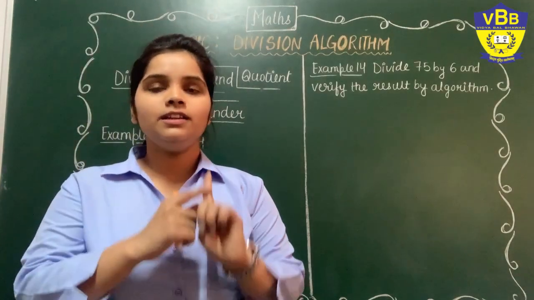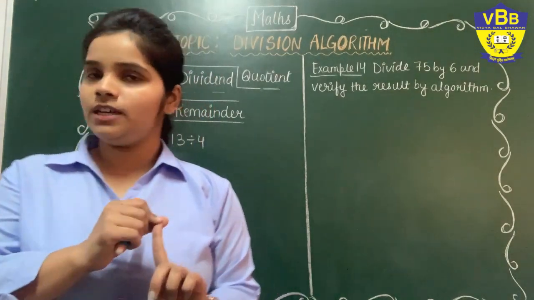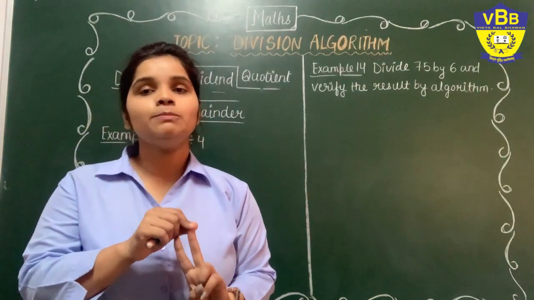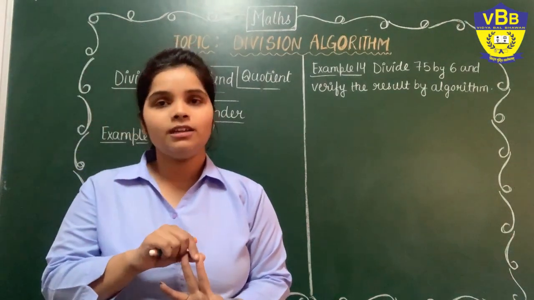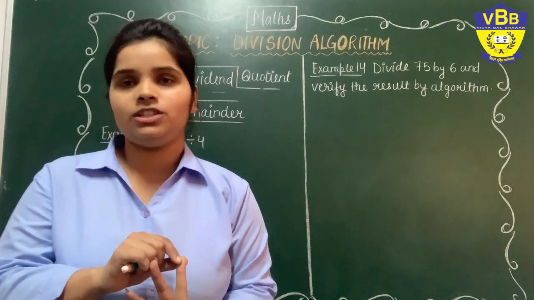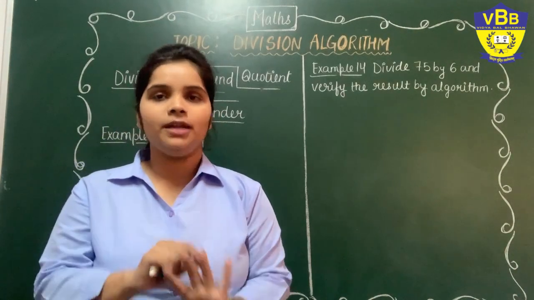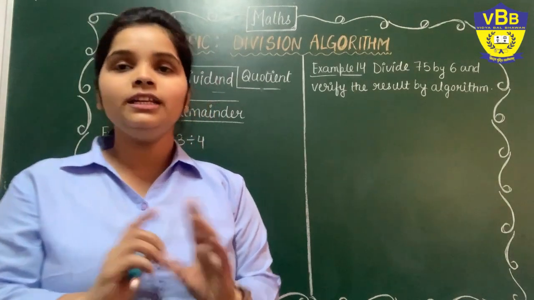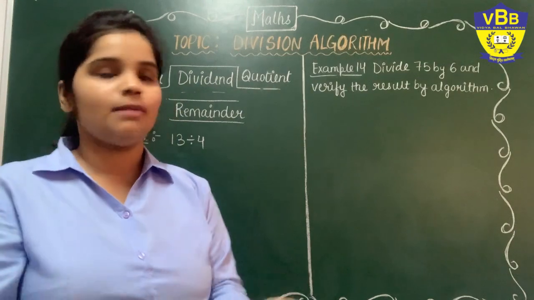First is the divisor. The number which divides the given number is called divisor. The number which is being divided is called dividend. The result of the entire division process is called quotient. And the number left at the end of the division process is called remainder. Now you are clear with all the terms related to it. Let's understand it with an example.